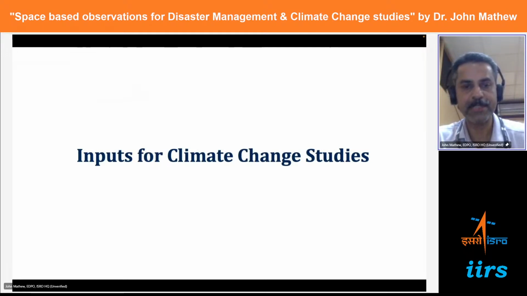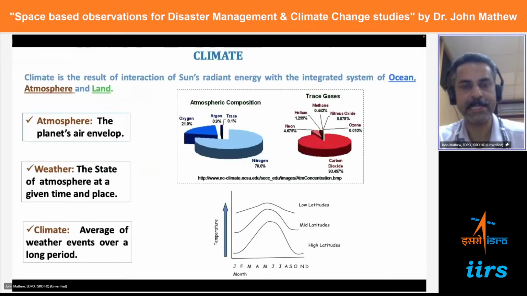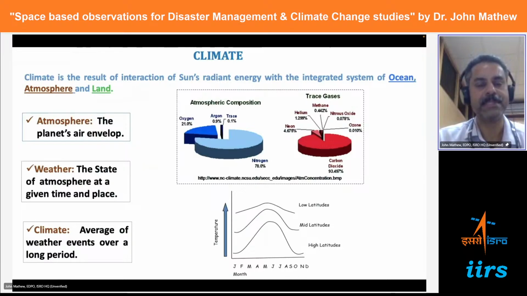So I would like to move to the next segment, which is how space is supporting climate change studies. Climate is a result of interaction amongst the sun's radiant energy and various earth systems like ocean, atmosphere, and land. By definition, weather is basically the state of the atmosphere at a given place and time. You need a lot of variables to define weather, whether it is temperature, pressure, air movement, precipitation, wind velocity, and also the atmospheric composition at that point in time.